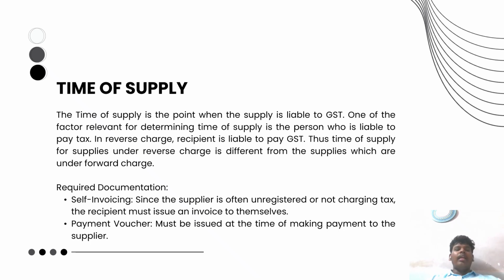Time of supply. The time of supply is the point when the supply is liable to GST. One of the factors relevant to determine the time of supply is the person who is liable to pay tax. In reverse charge, a recipient is liable to pay tax. Thus, time of supply for supplies under reverse charge is different from the supplies which are under forward charge. Required documentation, self-invoicing. Since the supplier is often unregistered or not charging tax, the recipient must issue an invoice to themselves. Payment voucher must be issued at the time of making payment to the supplier.